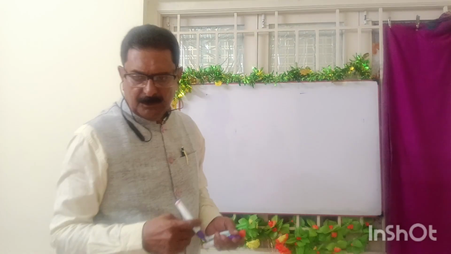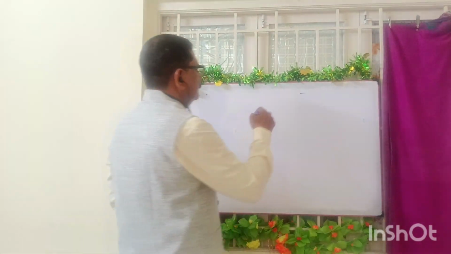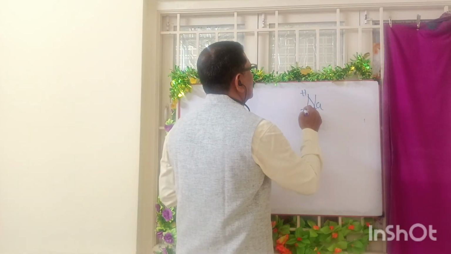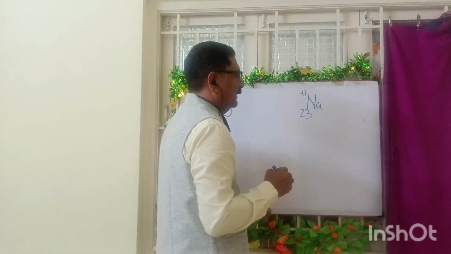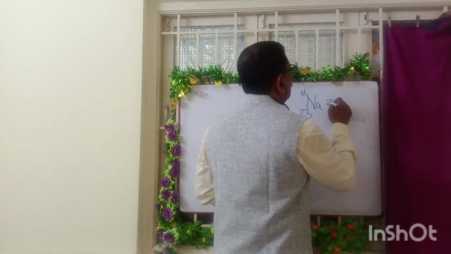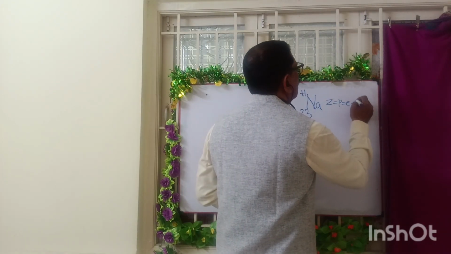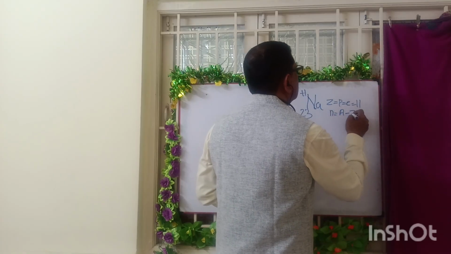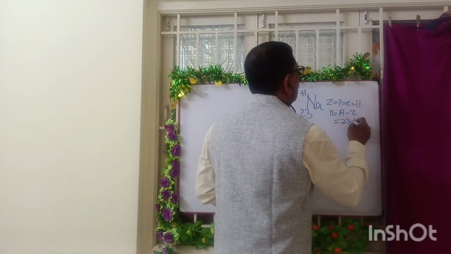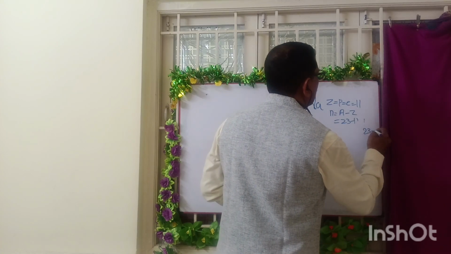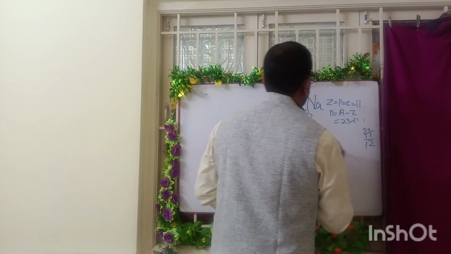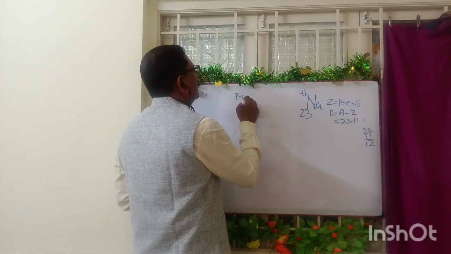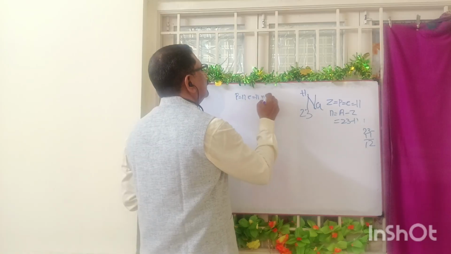Okay, now let us continue with sodium once again. Sodium's atomic number is 11 and its atomic mass is 23. That is, Z is equal to P is equal to E is equal to 11. Number of neutrons is equal to A minus Z, which is 23 minus 11, which is equal to 12. Therefore, we have protons equal to 11, electrons equal to 11, and neutrons equal to 12.